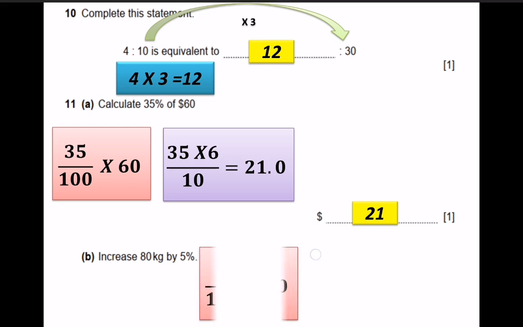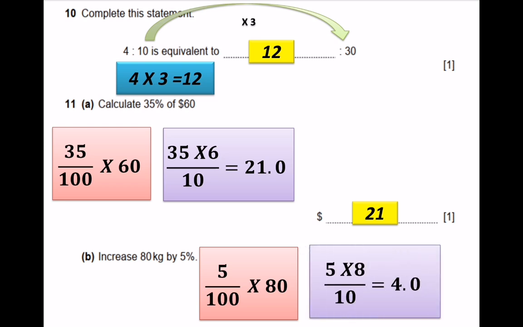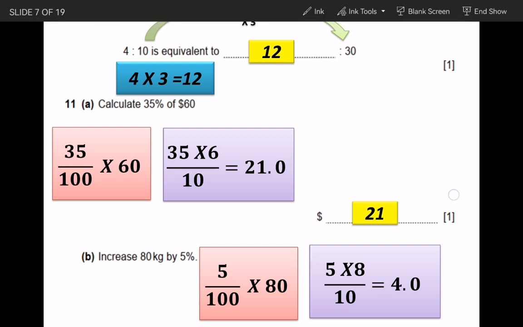Or we can do it by the same steps. 5 over 100 times 80. Cancel one 0 from here, go with one 0 from here. So I'm left with 5 times 8 over 10, which will be 4. So the final answer will be 4 plus 80. It will be 84.